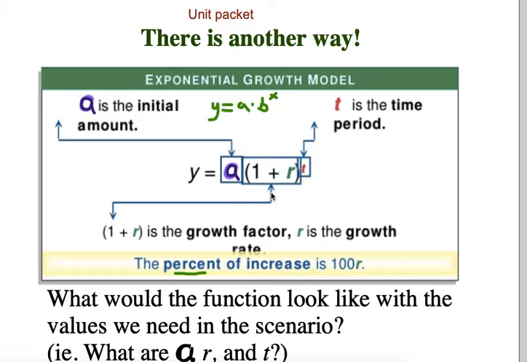Our Unit 3 packet on exponential functions. So page 12 talks about the growth model and page 17 talks about the decay model. So just a real fast recap. Here's the growth model, what we covered in class: A times the group (1 plus r) to the t. A is the initial amount. R is your growth rate, which we have to convert into a decimal by dividing by 100. Otherwise, if we're keeping it in percent form, we are multiplying by 100. And then t is your time period.